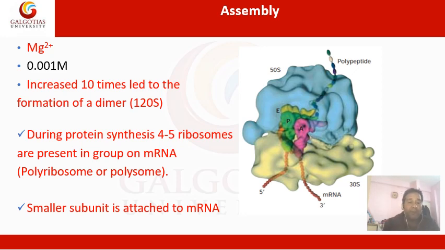It is also observed that during the process of protein synthesis, 4 to 5 ribosomes are present in a group over the messenger RNA. When they are present in a group of 4 to 5, these ribosomes are also known as polyribosomes or polysomes. They are mainly attached with the messenger RNA, whose sequence is decoded over the ribosome. It mainly gets attached with the small subunit of the ribosome.